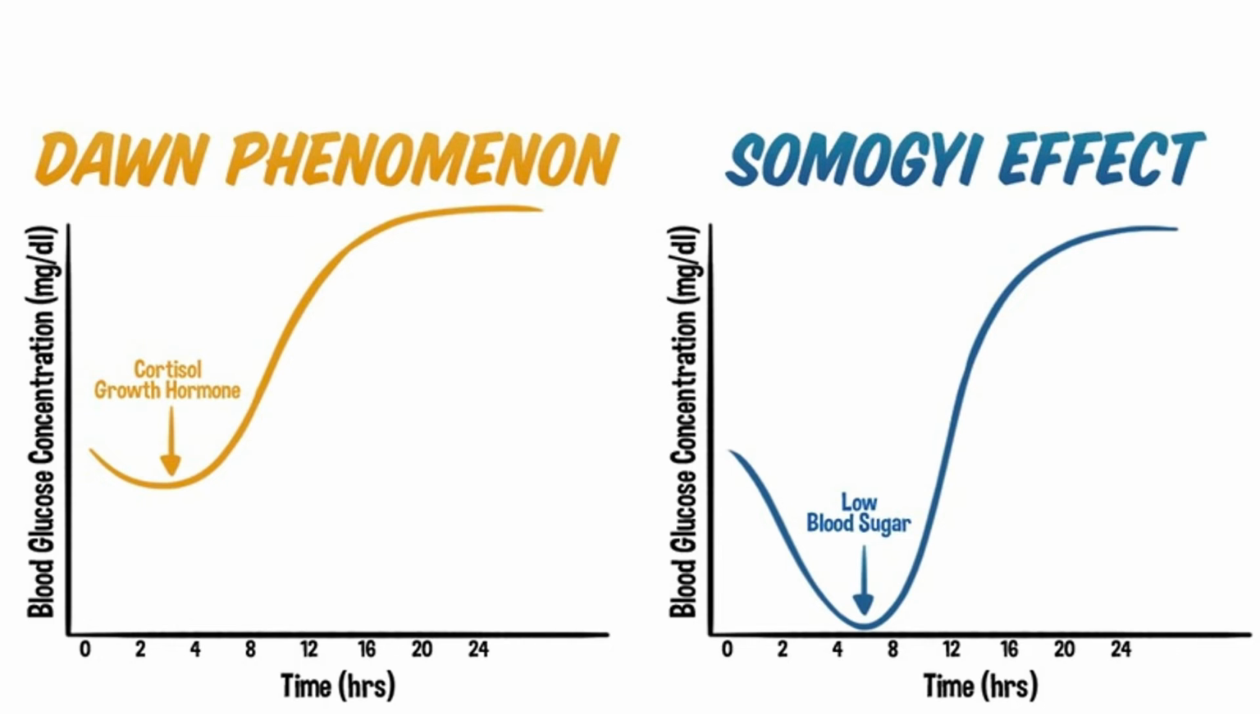Dawn phenomenon is harder to understand but deals with a patient who makes a lot of cortisol. This may be some cortisol-secreting tumor or just the natural release of cortisol. This drives the blood glucose to hyperglycemia by morning's dawn.